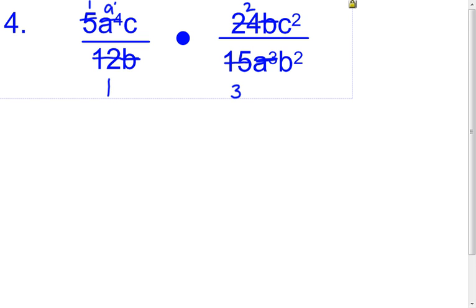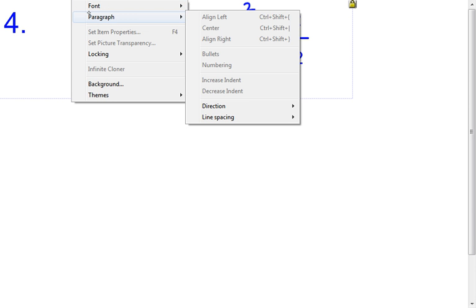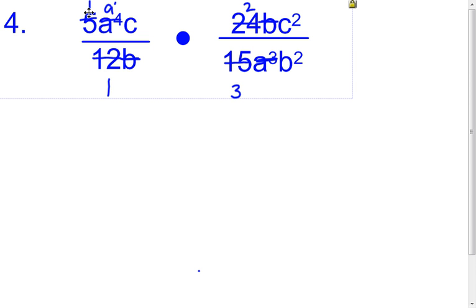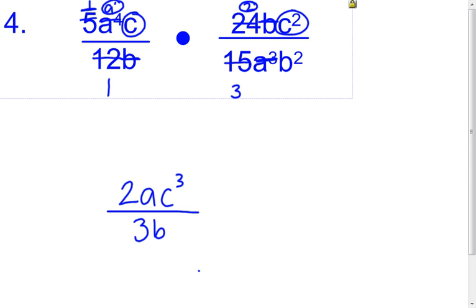So on the top, I have this 1 right here, and then I have an A, and I have a C, and I have a 2, and I have C squared. Okay, so 1 times 2 is 2, and then you have an A, and then you have C times C squared, which is C cubed. On the bottom, you have 1 times 3, which of course is 3, and then you have B squared.